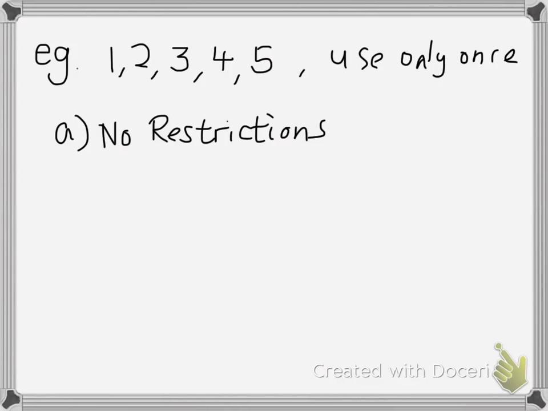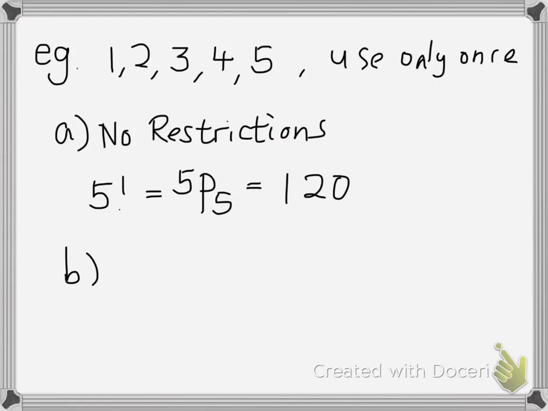So if there's no restriction, how many ways can you arrange this? You either write 5 factorial or you write 5p5, so they're actually the same thing. That would be 120, yes? Good? Okay, let's say the next condition. Right now we have a 5-digit number, but let's say you want a 4-digit number. So how many ways can you do this?